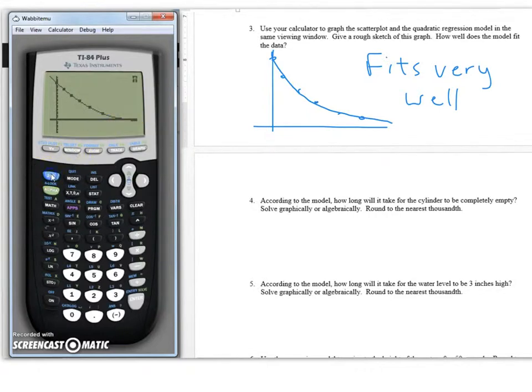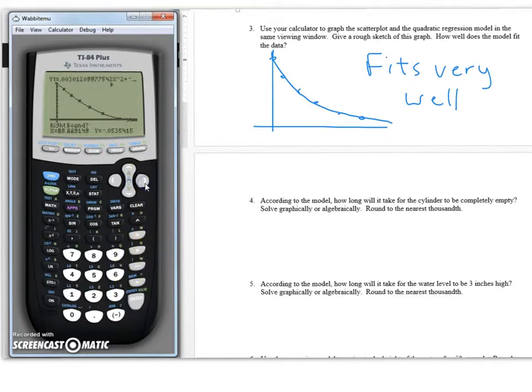So then we'll do second, trace, and then 0, and hit enter. And then we have to give it a left bound, so we'll move it a little to the left of where it crosses, and then hit enter. And then a right bound, so move it to the right.